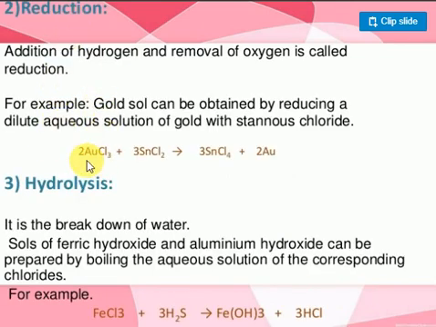The second method is the reduction method. What is the reduction method? Look at this: they take gold AuCl3 and add a small amount of tin chloride. If you add tin chloride, what happens? Stannous plus 2 takes two chlorine atoms, and it gives gold. This gold can make the colloidal solution. Clear? This gold can make colloidal solutions only.